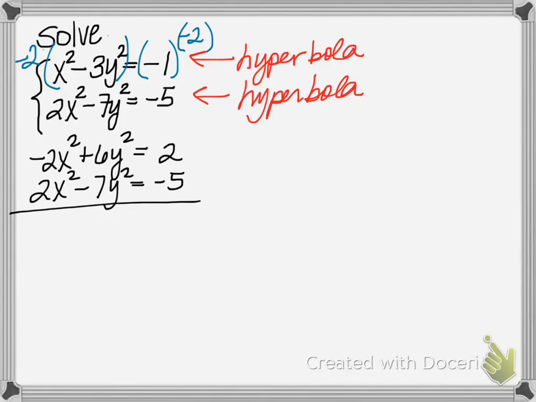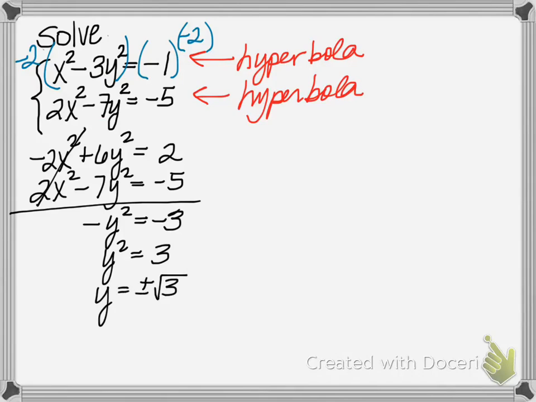In adding these two equations together, this is called your elimination method, also called the addition method if you prefer. We notice negative 2x squared plus 2x squared is equal to 0. Then we end up with a negative y squared is equal to negative 3. So solving, y squared is equal to positive 3. So y is going to equal both the positive and negative square root of 3.